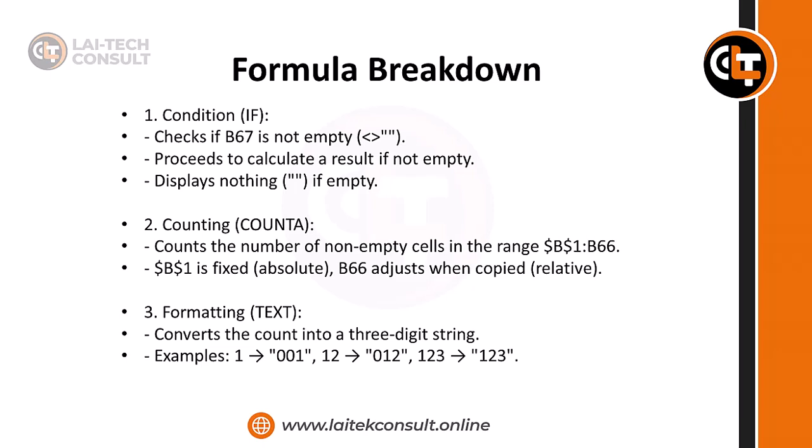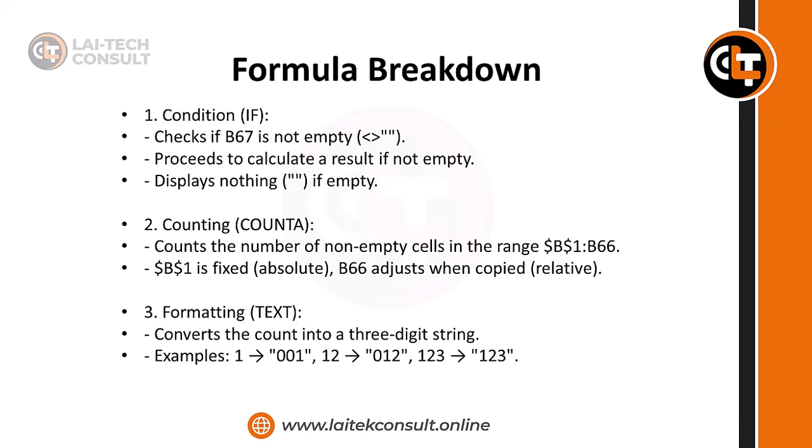The condition session uses the IF condition, and what does it do? It will check if cell B67 is not empty. There is data in that cell. If there is data in cell B67, it is going to proceed and calculate a result. But if cell B67 is empty, then there's not going to be any numbering. It is going to return an empty value.